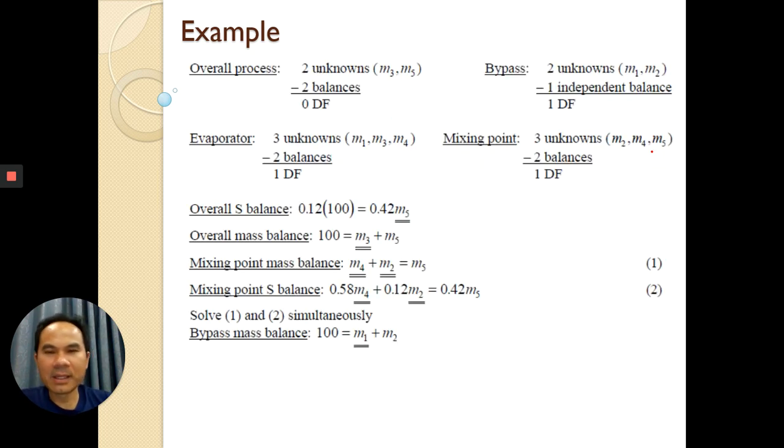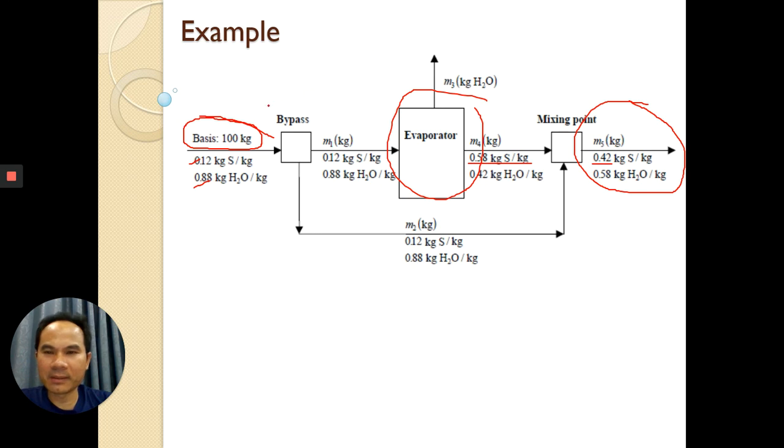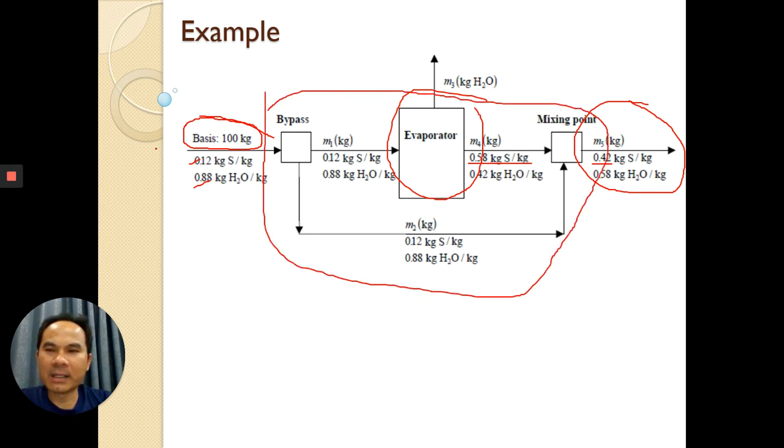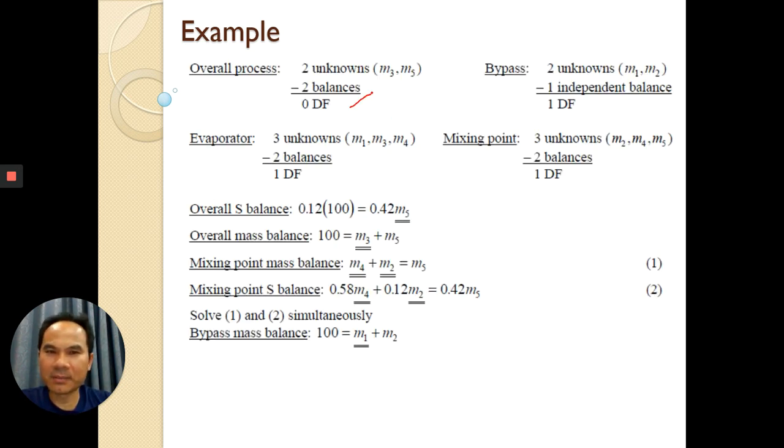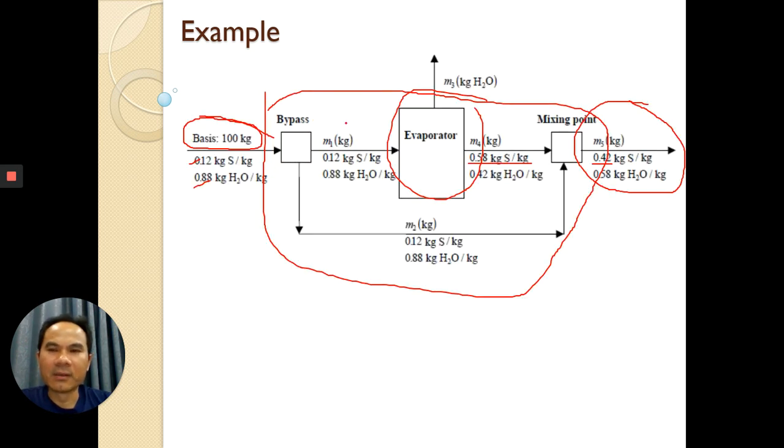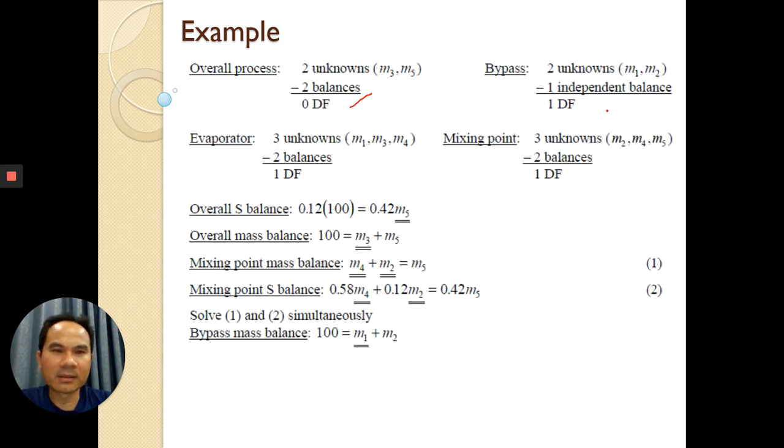Then you do the degree of freedom analysis for the overall process. Overall, we have one input, 100 kilograms, and the outputs are M3 and M5. We have two unknowns and two compositions you can balance, so it has 0 degrees of freedom. For the bypass point, we have one input and two outputs, M1 and M2. This is two unknowns and two species balances, so you can solve for that.